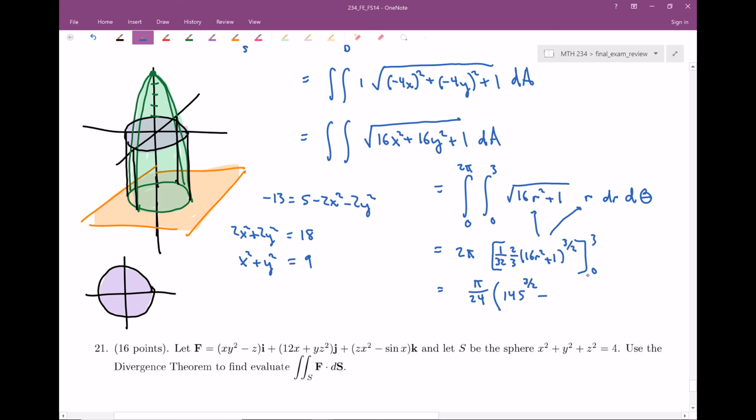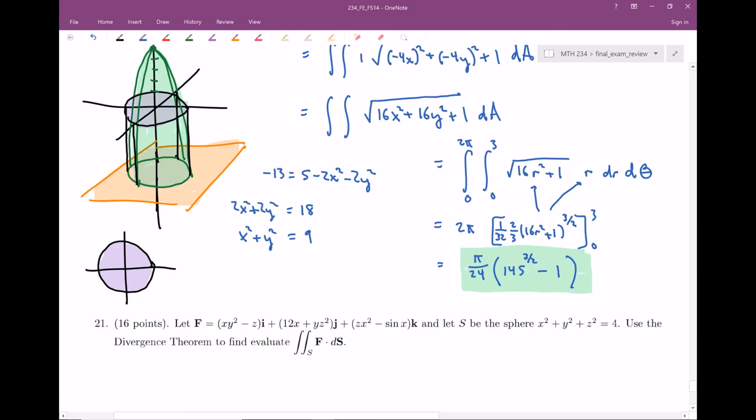And then I'm going to subtract away when I plug in 0. Well, when I plug in 0, I'm going to have 0 plus 1. So it's just going to be 1. Raise that to the 3/2 power. This is going to be minus 1. And so here is my final result. This is going to be the surface area of the part of the paraboloid that lies above the plane z equals negative 13.